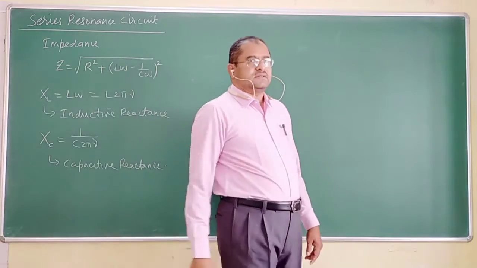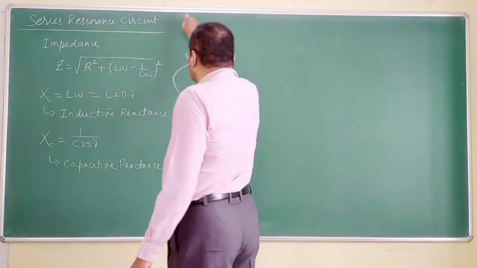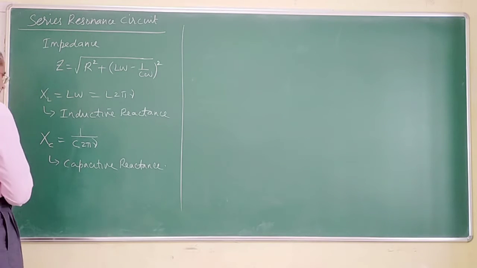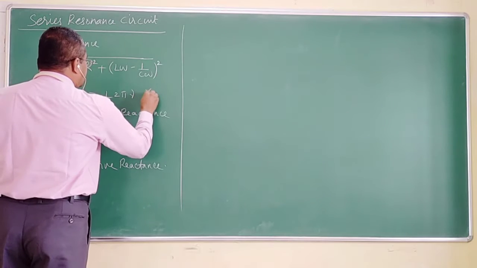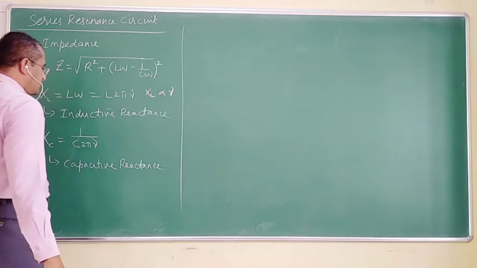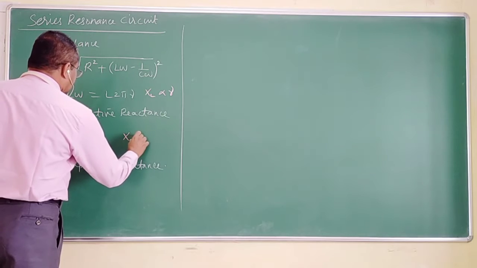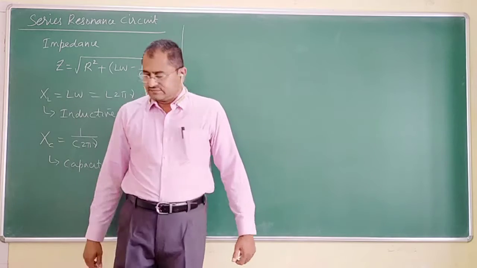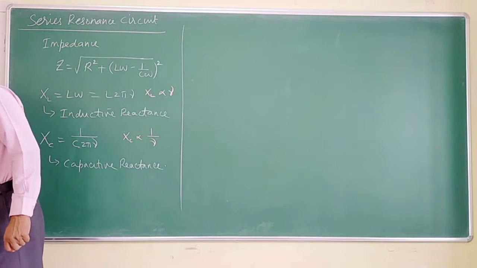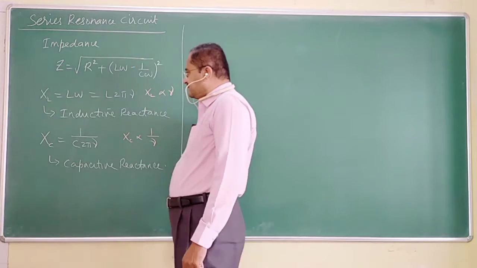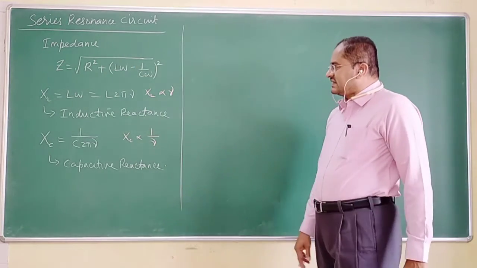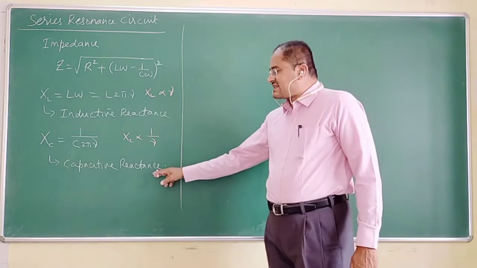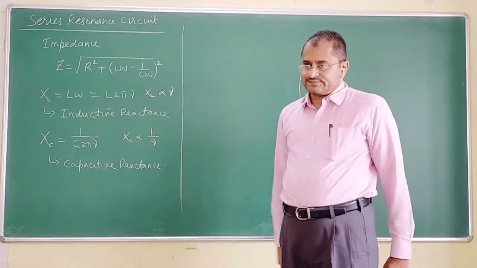As you can see from the equation, X_L is directly proportional to frequency. X_C is inversely proportional to frequency. Therefore, I can easily say that for very low frequency, inductive reactance will be negligibly small, and capacitive reactance will be very large, very high.